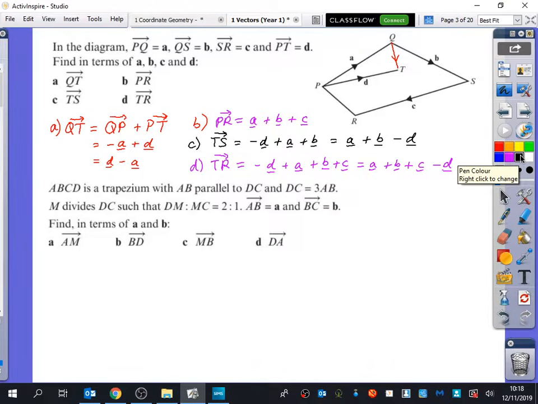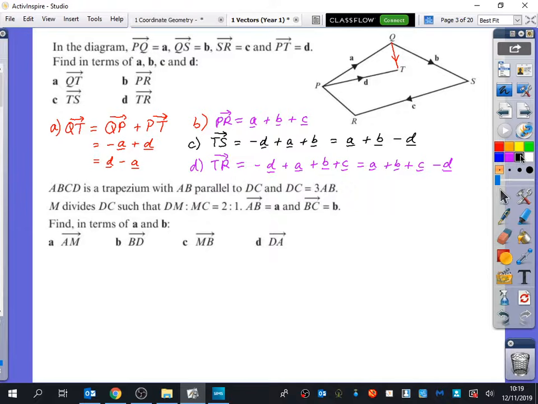So we've then got a second question. ABCD is a trapezium with AB parallel to DC, and DC is 3AB. M divides DC such that DM to MC is 2 to 1. AB is A and BC is B. Wow, there's a lot of information there. What do you think we would need for this to be able to try and work out any of the answers?